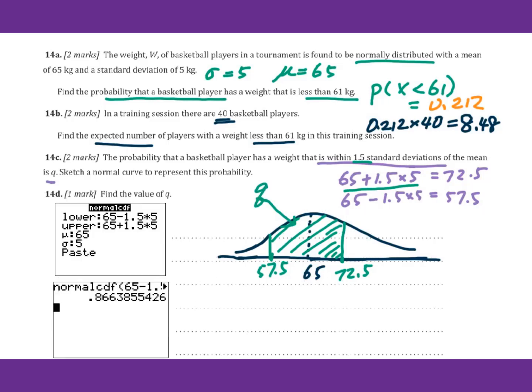Go to 14D, find the value of Q. So we put normal CDF like this. Then you will get 0.866.